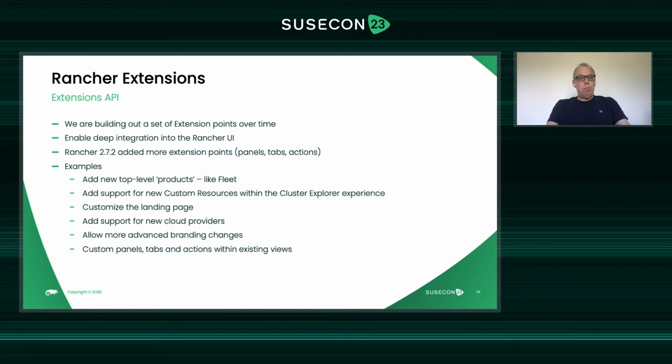So, boom, first bullet point done, right? We're building out a bunch of extension points over time. To reiterate what I said earlier on, these APIs are about enabling deeper integration into the Rancher UI, and we'll talk about that in the coming slides with some examples of the kind of things that you can do. As I said, in Rancher 2.7.2 we added more, so we added panels, tabs, actions, examples of the kind of things you can do. And again, I'll touch a bit more on some of these in the next slides. You can add a top level menu item, we call them products, in the sliding menu, like Fleet, continuous delivery.